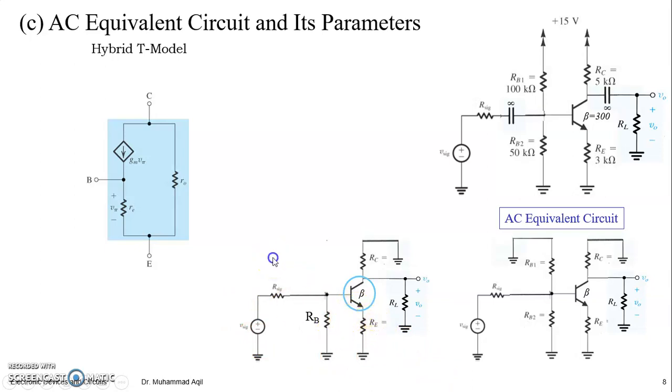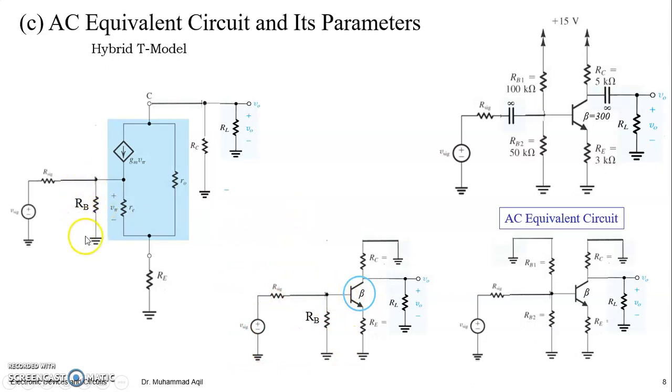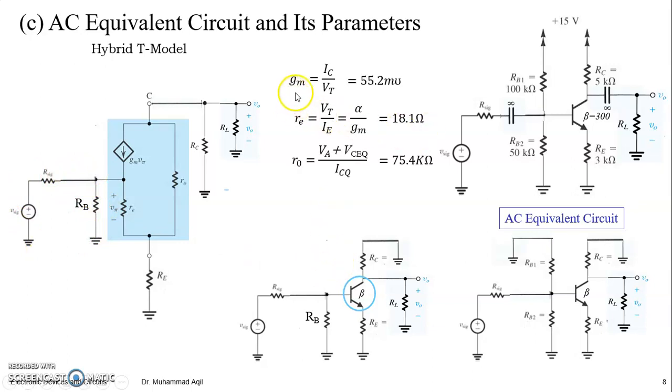Here at the emitter we have a resistance Re connected to ground. At the collector we have Rc and RL in parallel, Rc to ground, RL to ground. And at the base we have RB to ground and the practical signal source. And these are the parameters gm, re and ro newly introduced by the BJT T model. Without these, the AC equivalent model-based circuit is not completed.